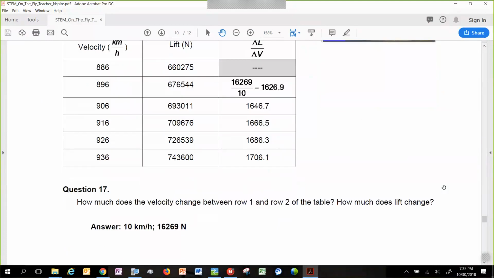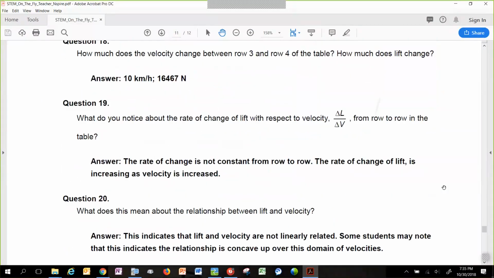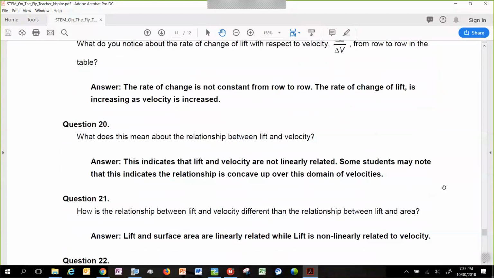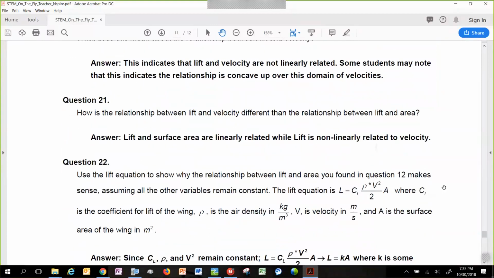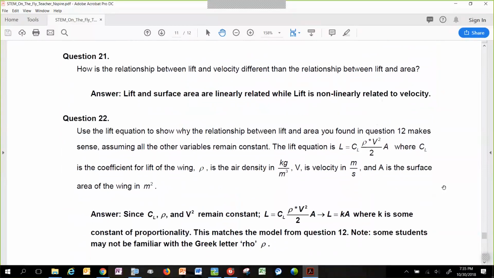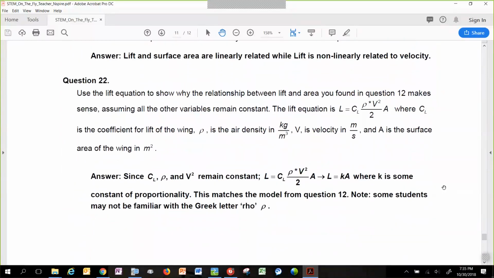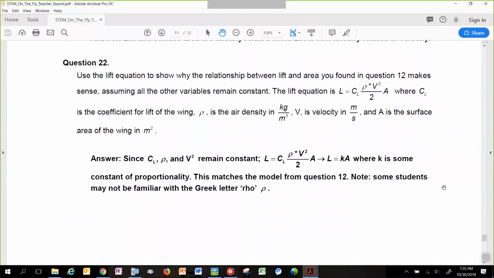Finally, as we get to the end of this, let's take it back to maybe we don't know how lift and velocity are related. Let's jump and look at question number 22 in the document itself. We give the lift equation, and it's this kind of scary-looking relationship. Lift is equal to the coefficient of lift, which is just a number for the airfoil, the wing, that is computed on the ground in a wind tunnel.